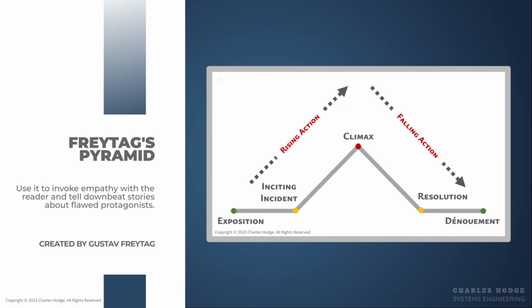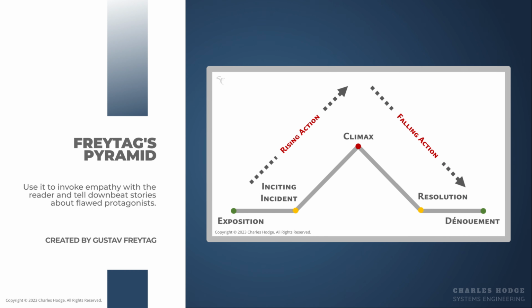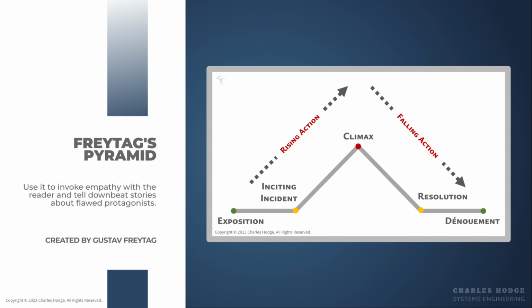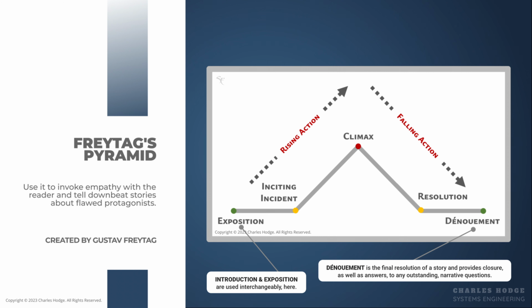Freytag's Pyramid. Freytag's Pyramid was created by Gustav Freytag in 1863 and is characterized by a story broken into two halves consisting of a first-half play and a second-half counterplay. The two parts are hinged with a climax in the middle to form the pyramid shape. It contains 5 dramatic elements: introduction, rising movement, climax, falling movement, and denouement.